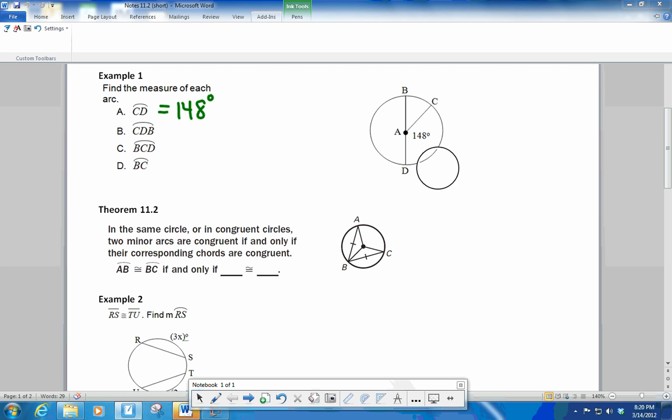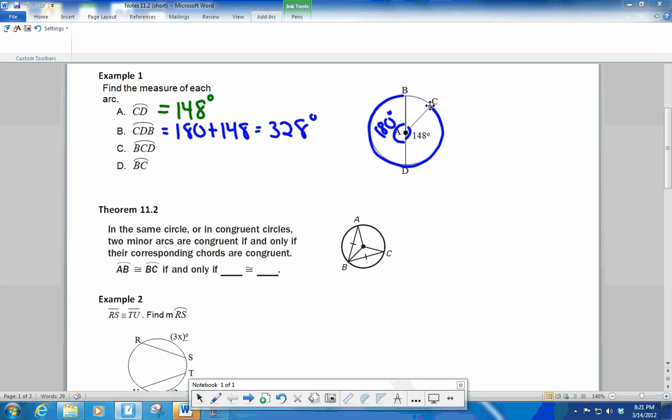The measure of arc CDB, starting from C, going through D, all the way to B, is equal to this 148 here, plus the whole other half of the circle. What's a half of a circle? 180 degrees. So that's going to be equal to 180 plus 148, which is 328 degrees.